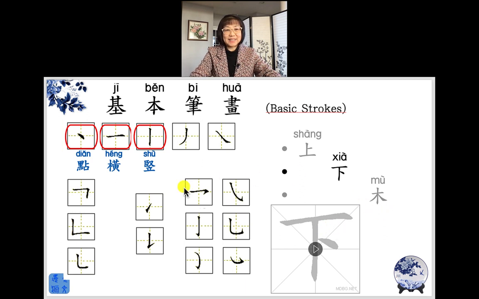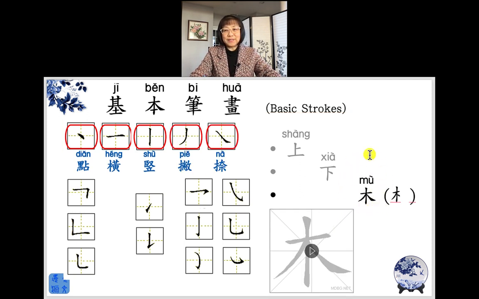下. Three strokes. 横, 竖. Last one is 点. Okay, so look at the order. 横, 竖, 点. One more time. 横竖点. That's for 下.